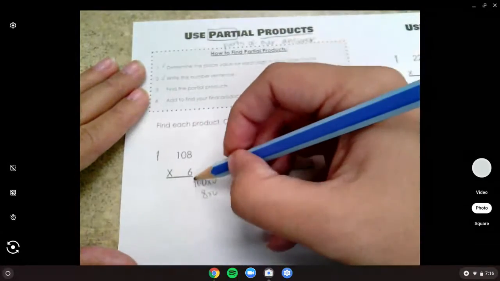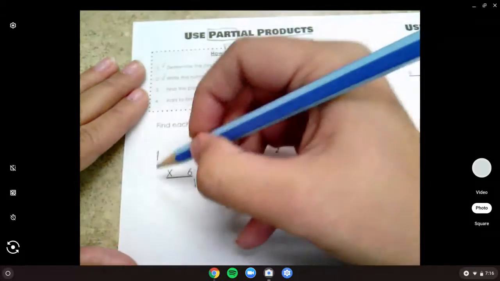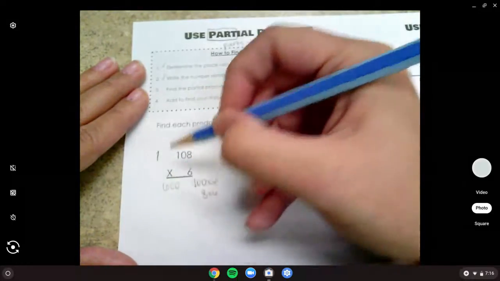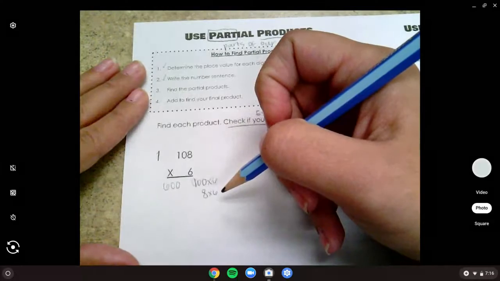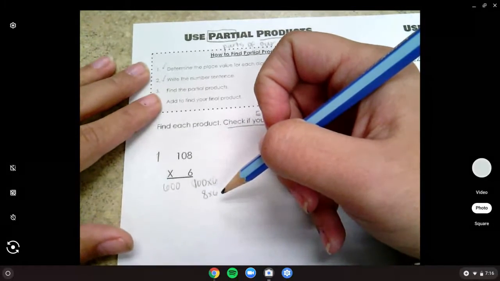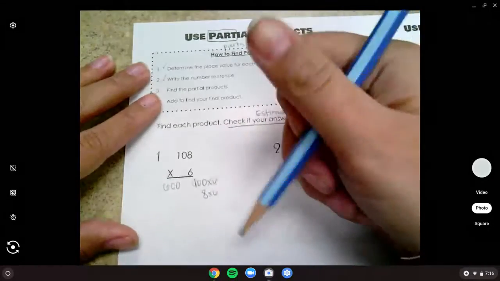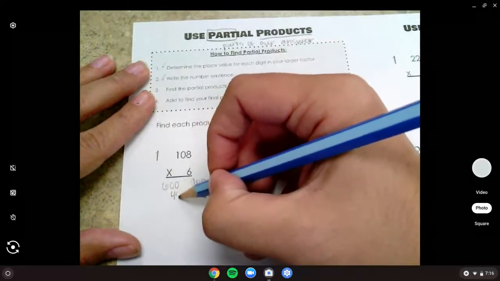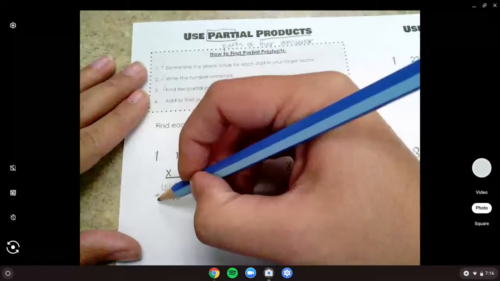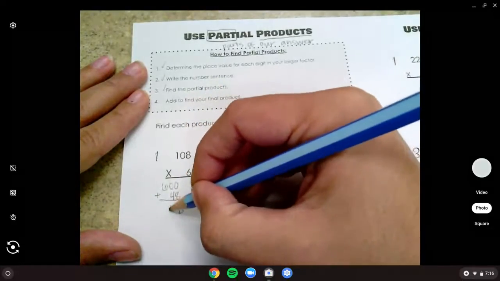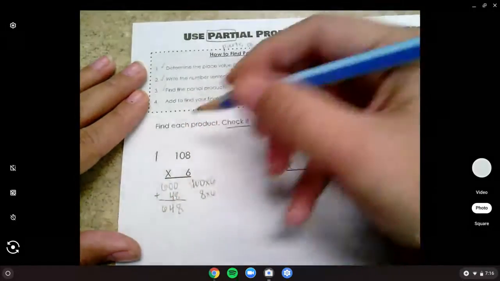So 100 times 6, I'm looking for that mini math fact. 1 times 6, well, that's 600. And 8 times 6, I have 8, 16, 24, 32, 40, and then 48. And I add up, because that was step number 3. Now I'm on to step 4. I get an 8, a 4, and a 6.